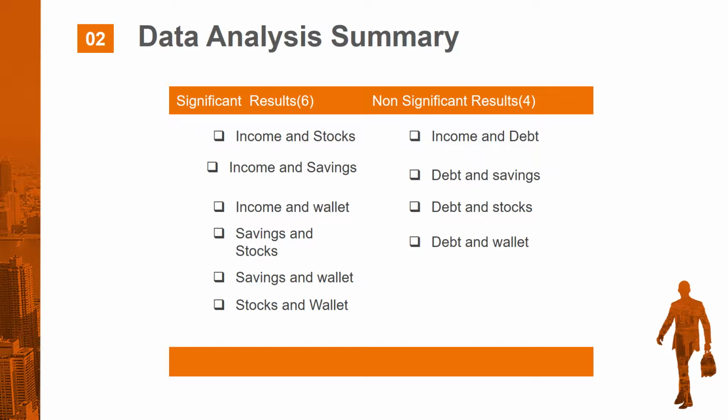The first significant result is the relationship that we found between income and stocks. The second is the relationship between income and savings. The next, income and wallet. We'll talk about savings and stocks. We'll look at savings and wallet, and the relationship that exists between stocks and wallet. And for the purpose of the study, again, we will ignore the discussion of the non-significant results.